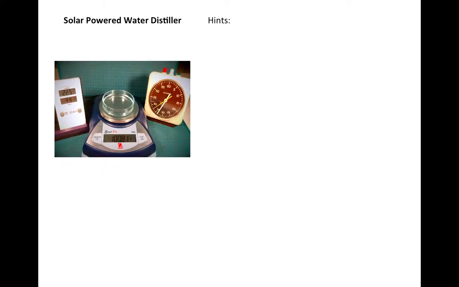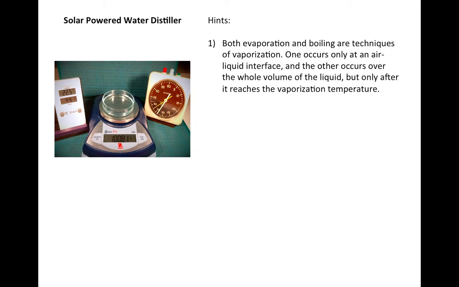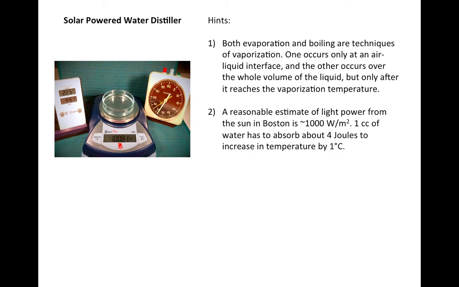So here are some hints on how to model the solar-powered water distiller. Both evaporation and boiling are techniques of vaporization, but one occurs only at an air-liquid interface, and the other occurs over the whole volume of the liquid, but only after it reaches the vaporization temperature. A reasonable estimate of light power from the sun in Boston is about 1,000 watts per meter squared. Another thing to keep in mind is that 1 cc of water has to absorb about 4 joules of energy to increase in temperature by 1 degree C.